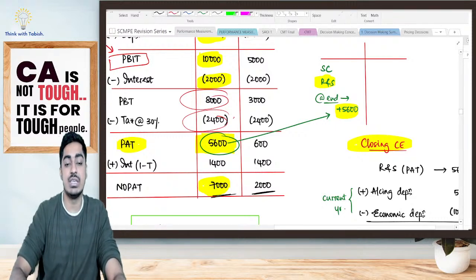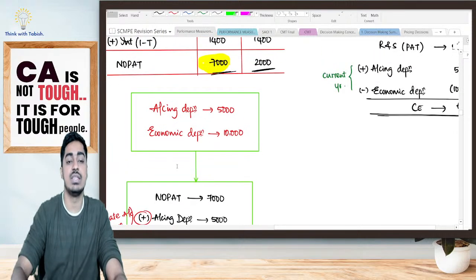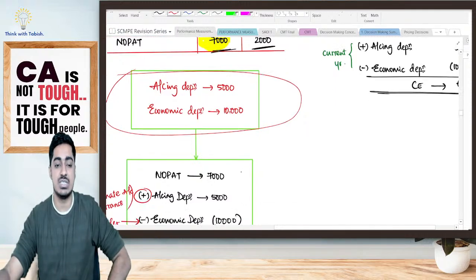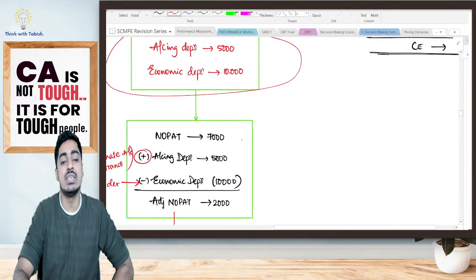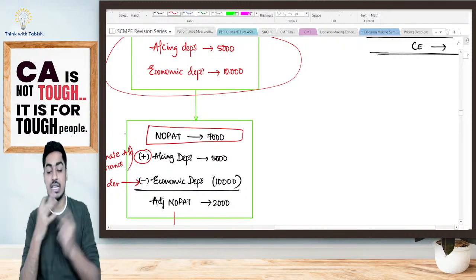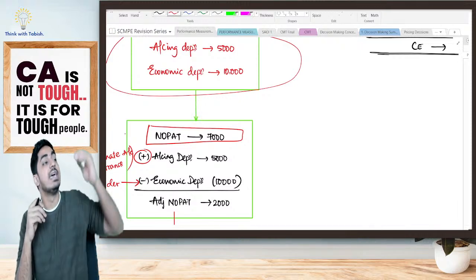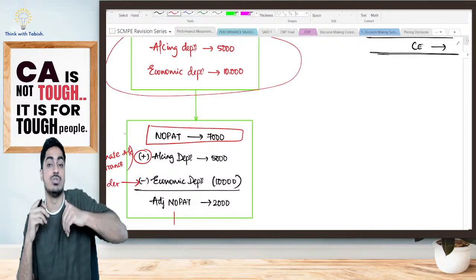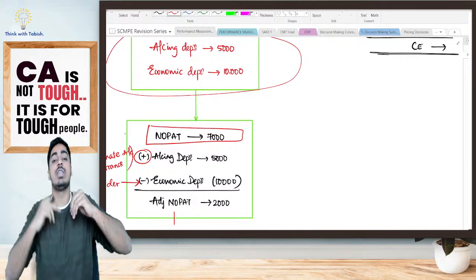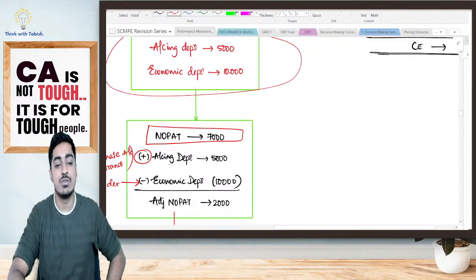Look at this, 7,000 rupees profit I've got. Either I can do it directly here. Look at this, accounting depreciation is 5,000, economic depreciation is 10,000. My NOPAT, net operating profit after tax, is 7,000 rupees. However, in this I had reduced accounting depreciation. I should not have reduced it, so I will eliminate it. How will I eliminate it? I will add it back. Is it clear? So accounting depreciation of 5,000, I will add it back.